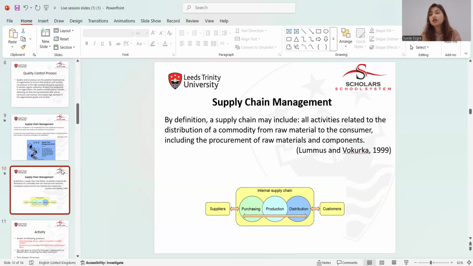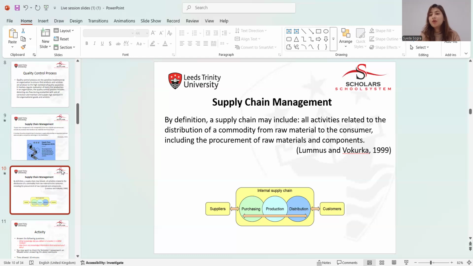External supply chain includes those members, those departments who affect the business decision from getting the raw material to the final product, but are not a part of the internal supply chain. So they are suppliers and customers, which means they are involved in the supply chain, but they're not having the direct control from the organization.